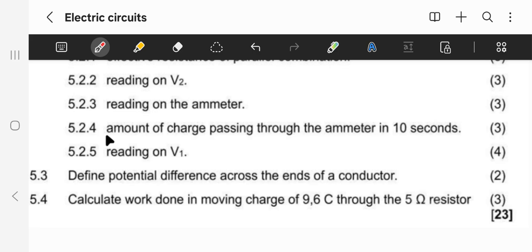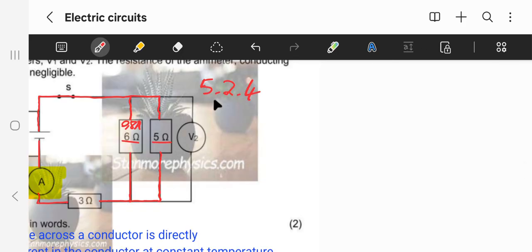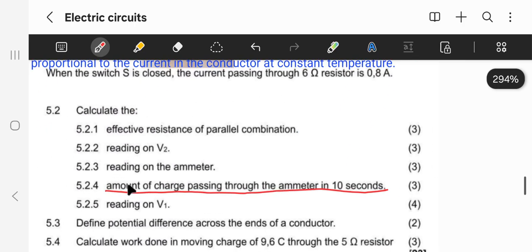The next question says we have to find the amount of charge passing through the ammeter in 10 seconds. So this one will answer as follows. For us to find the amount of charge, we know that charge is found using the formula Q is equal to I multiplied by delta T. So we are looking for Q, and the current that they are telling us about, let me just go back to the question. They are saying we have to find the amount of charge passing through the ammeter.